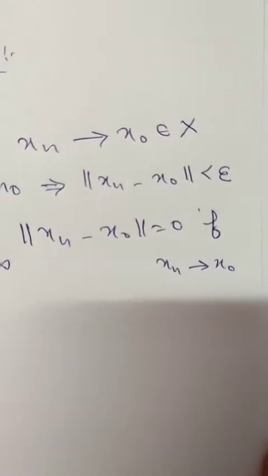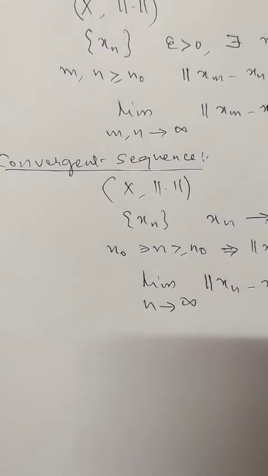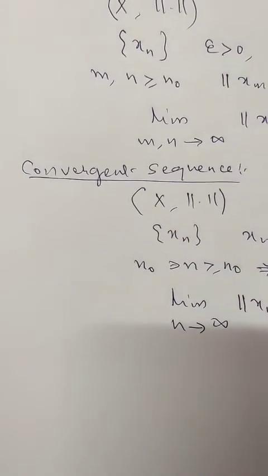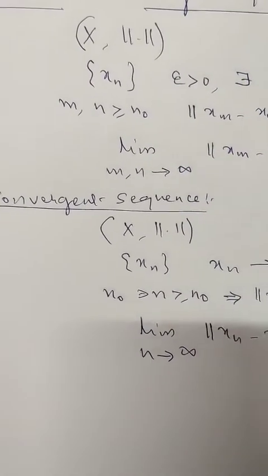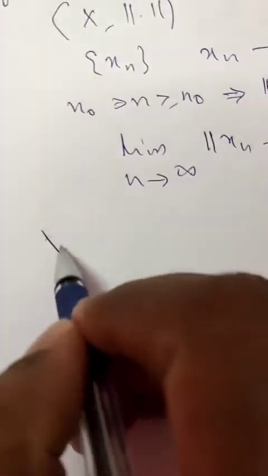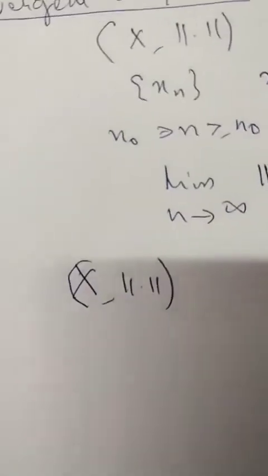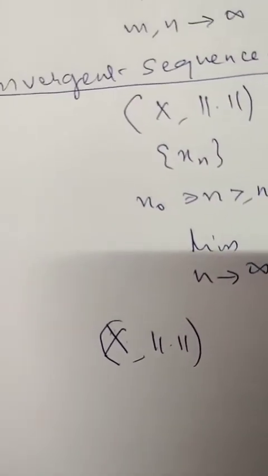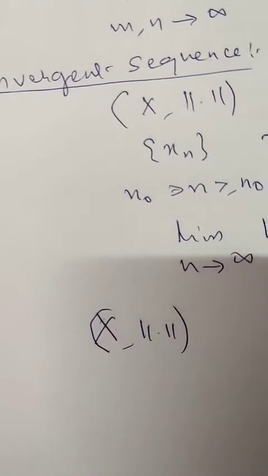Okay. So now, the Cauchy sequence and the convergent sequence. You know that every convergent sequence is a Cauchy sequence, but the converse need not hold true in general. Now suppose in a normed linear space X with norm, every Cauchy sequence converges in X, then that normed linear space is said to be a complete normed linear space.